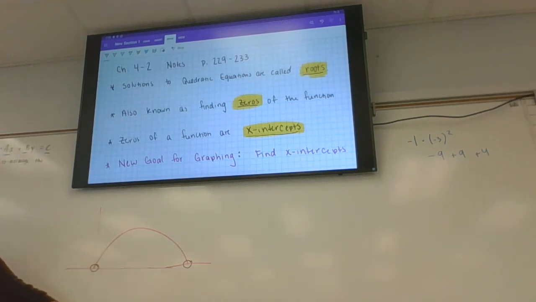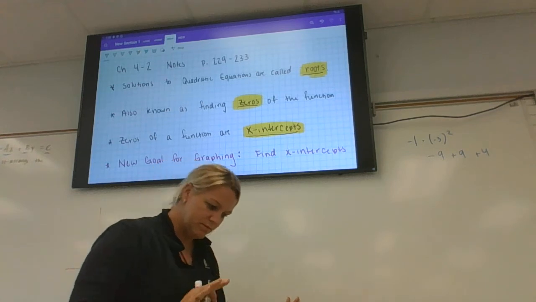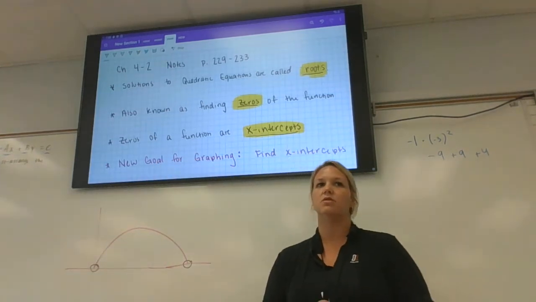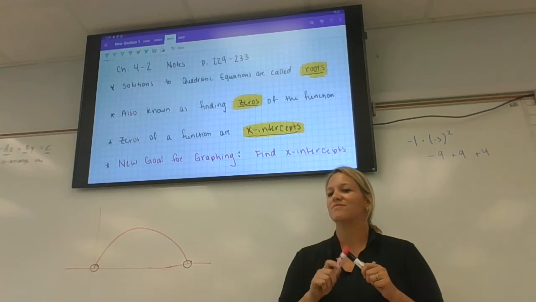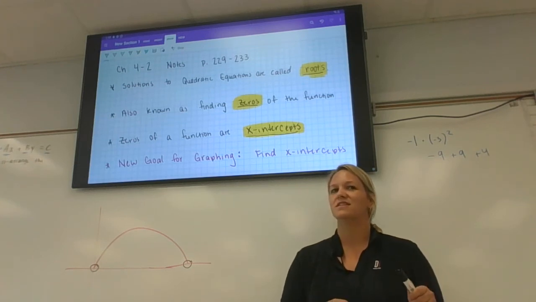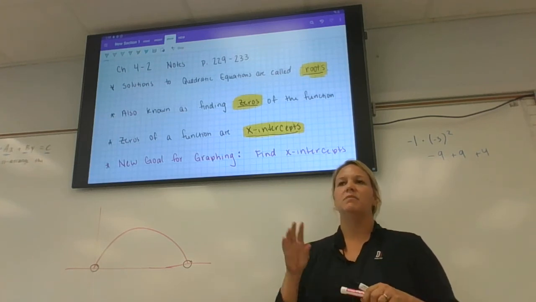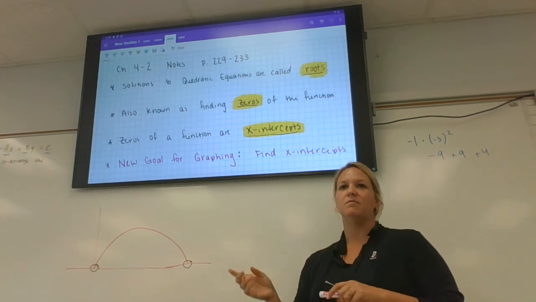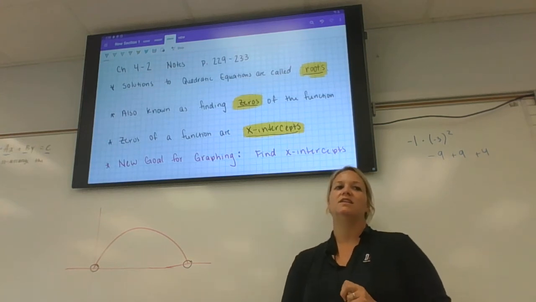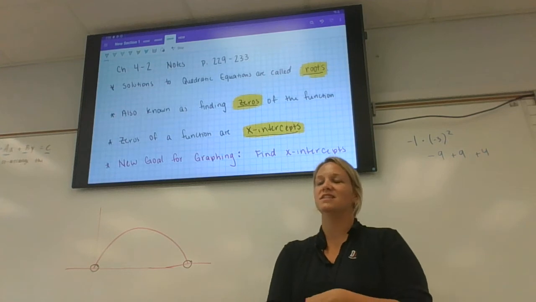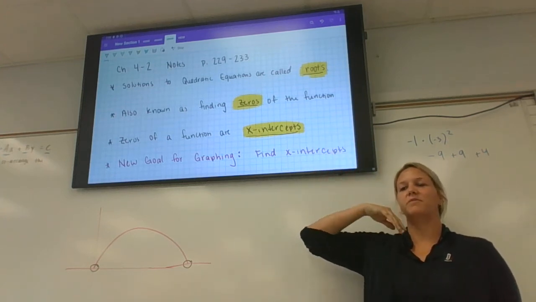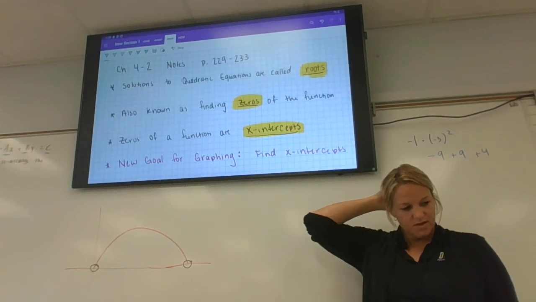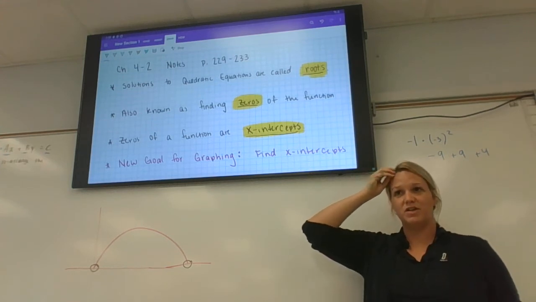There are other places. Parabolas are actually used in math and science all over the place. Have you guys seen that movie, Hidden Figures? It's about the mathematicians who were women back in the day. It was about NASA. Raise your hand if you've seen it. Sometimes I give extra credit for watching the movie.